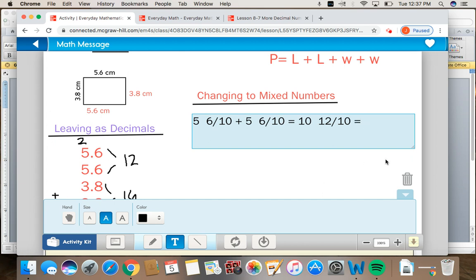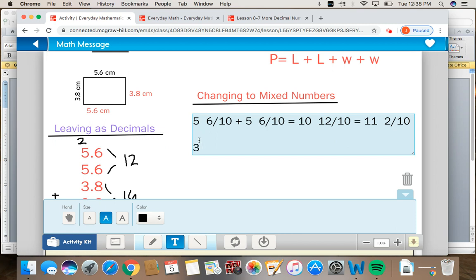I know I have at least one whole, which gives me 11 whole, and I went over by 2 tenths. So that first one is 11 and 2 tenths. Now I'm going to add my 3 and 8 tenths.